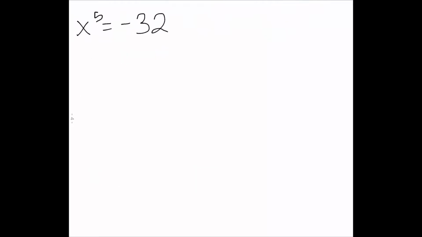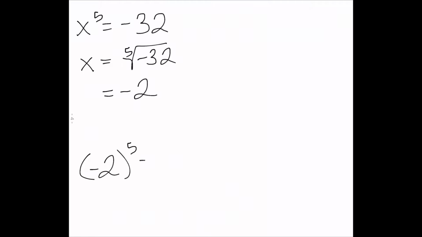What if we have x to the fifth equal to negative 32? 5 is still odd, so we can just take the fifth root. And the fifth root of negative 32 is negative 2. Once again, you can double check. Negative 2 to the fifth is in fact negative 32.